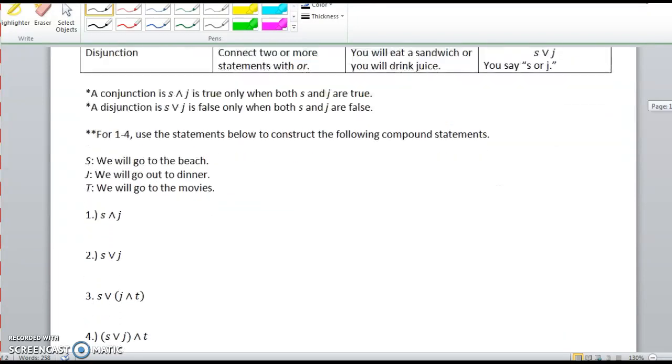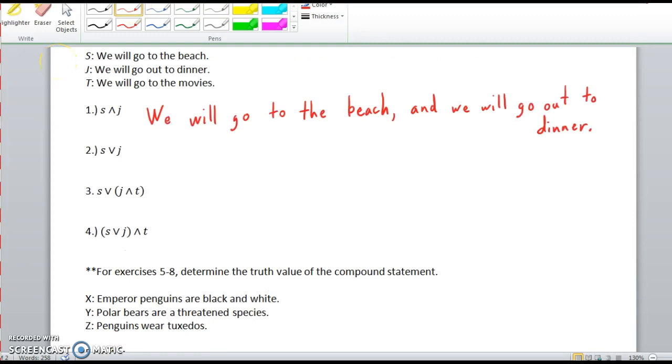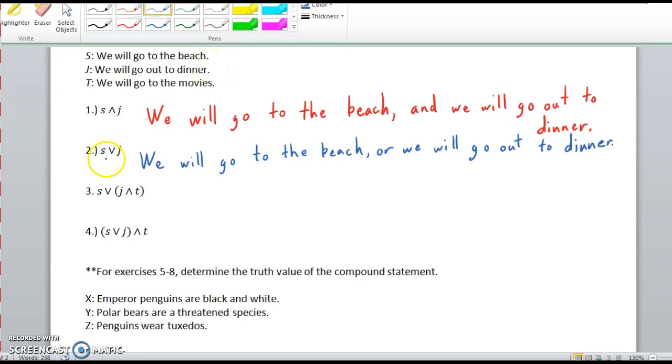For 1 through 4, we're going to use the statements to construct some compound statements. S is we will go to the beach, J is we will go out to dinner, and T is we will go to the movies. My first statement is S and J, which says we will go to the beach and we will go out to dinner, just combining my S statement and my J statement. My second statement is S or J, so I have we will go to the beach or we will go out to dinner. The only difference is "or" instead of "and."